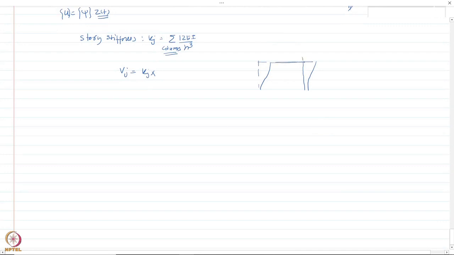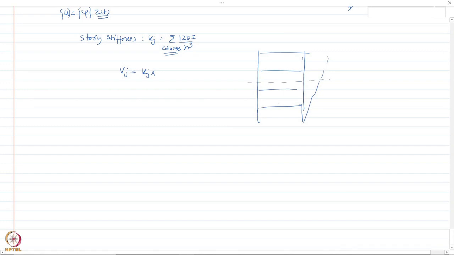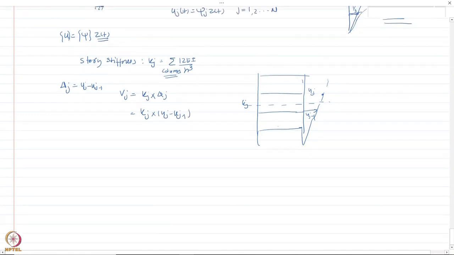Let us draw the multi-degree of freedom system again. At any story, the shear force in that particular story would be the story stiffness, k_j, times the relative deformation. If this is u_(j-1) and this is u_j, the story drift is defined as delta_j equal to u_j minus u_(j-1). That is the deformation of the floors above and below, the floors that constitute that particular story. And remember this expression here.